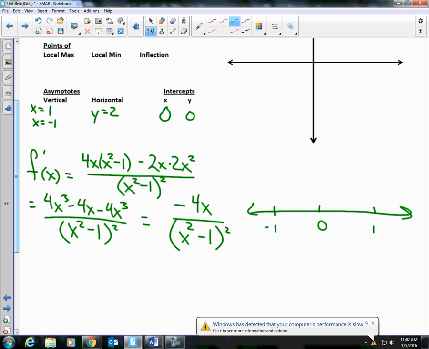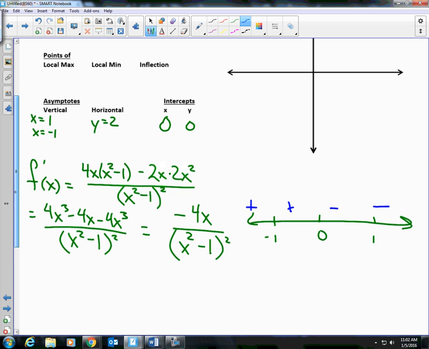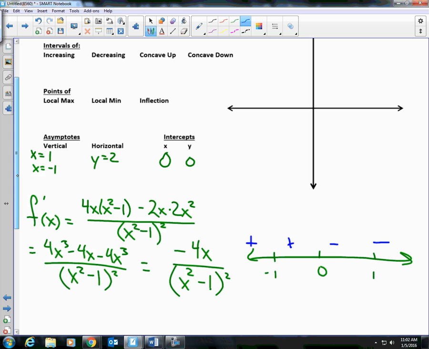We already made the statement. If you plug in negatives, you'll get a positive. If you plug in positives, you'll get a negative. So it looks like we got positive, positive, negative, negative. I already know my intervals of increasing and decreasing, don't I? What are my intervals of increasing? Decreasing?